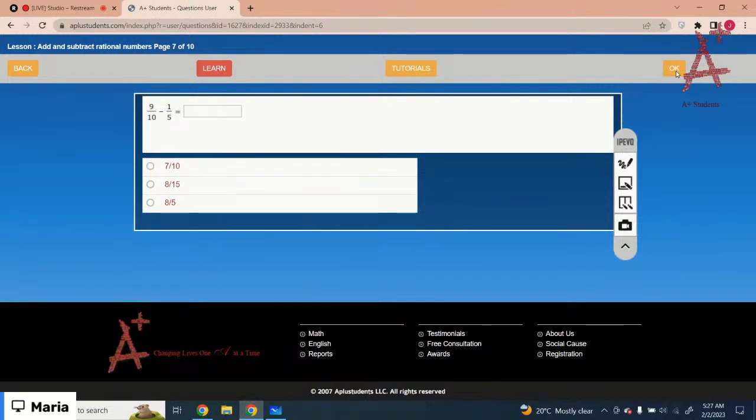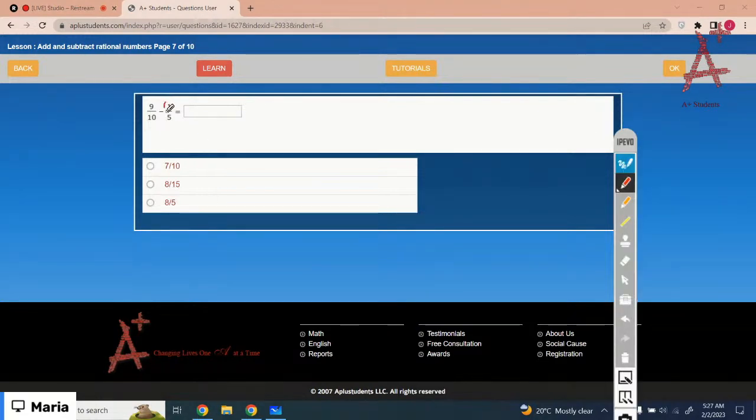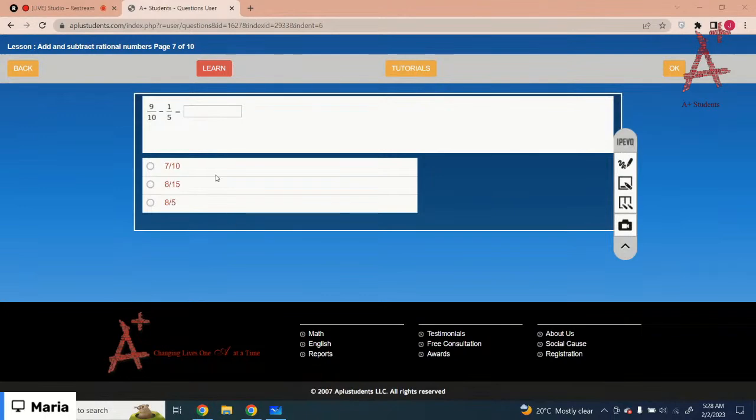Okay, the next one is 9 over 10 subtract 1 over 5. Again, you have to make their denominators the same. You have to make the smaller denominator equal to 10. Got it? So 5 times 2 makes 10. Let's just multiply this fraction by 2. So it would be 2 times 1 is 2 and 2 times 5 is 10. Now they have like denominators, subtract the numerators. So 9 take away 2 is 7. So it is 7 over 10. Got it? So the correct option is 7 over 10.